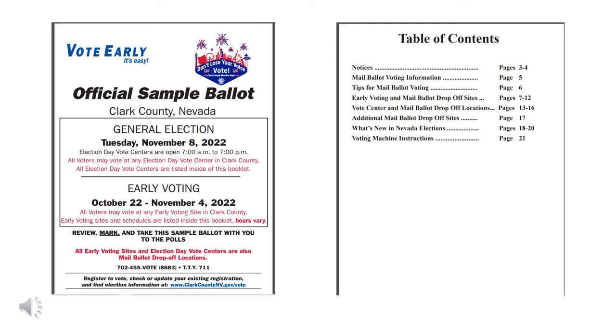So once you are registered to vote, you will receive an official sample ballot, either in paper or electronic format, before each election. In that sample ballot, you will find information about when early voting starts. You'll find out where the early voting polling locations are. You'll find out information about the voting machines. You can see all of the different types of information listed in the table of contents. You will also find information about candidates and ballot questions. Today, in this video, we're going to discuss ballot questions.